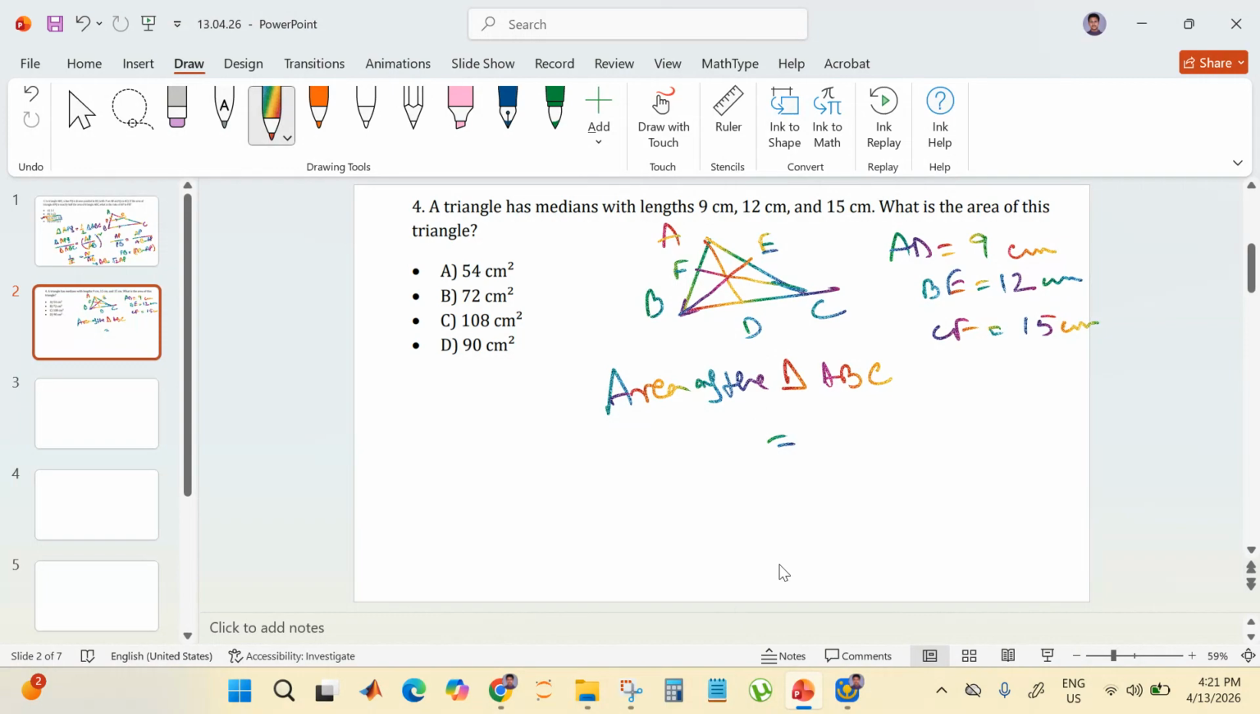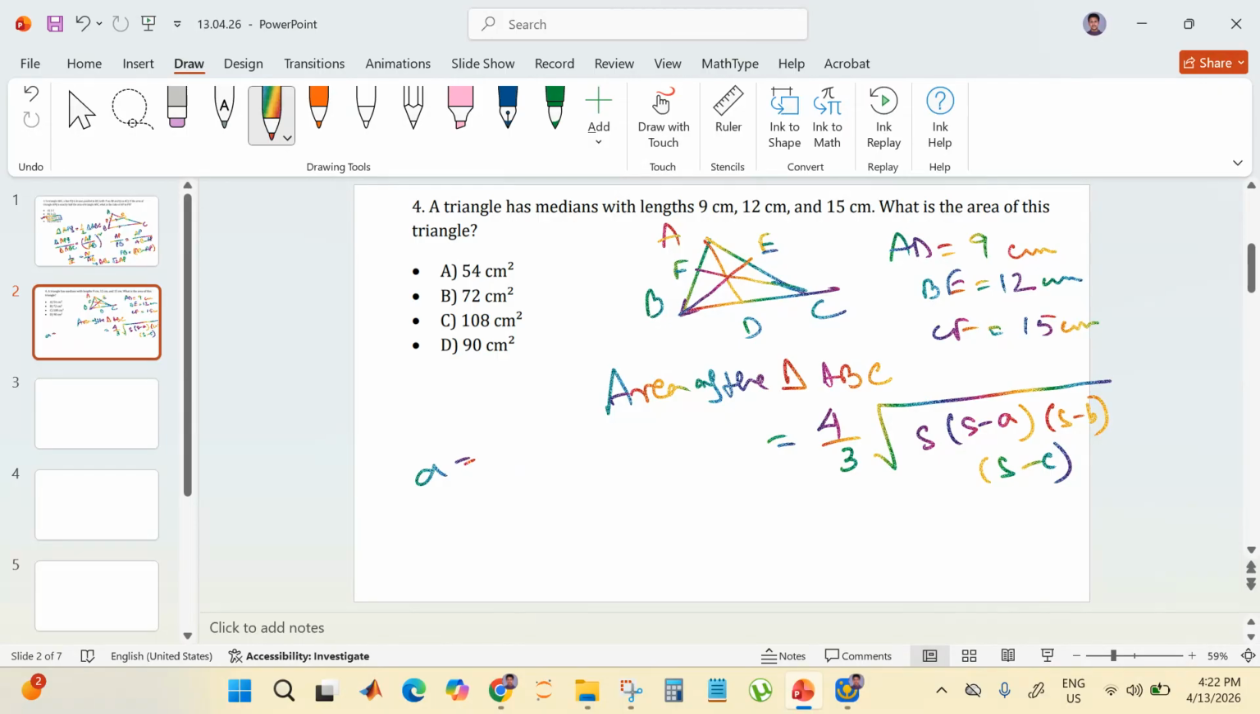You can find the area of the triangle directly using the median length with the formula 4/3 times root of s(s minus a)(s minus b)(s minus c). Remember this formula. I have already shared it with you, but I forget on which day I discussed it. That's why, without searching, I'm just discussing it again here.